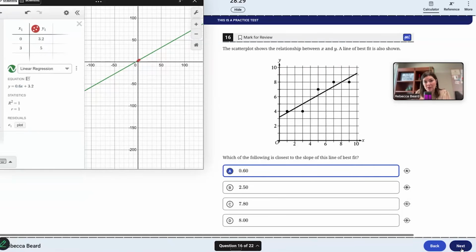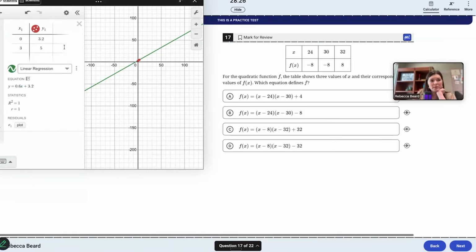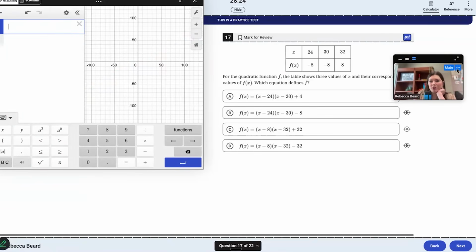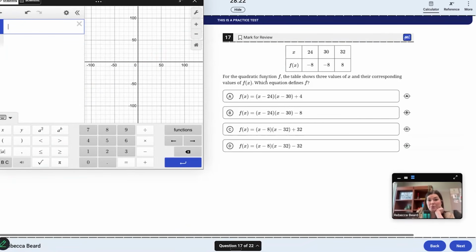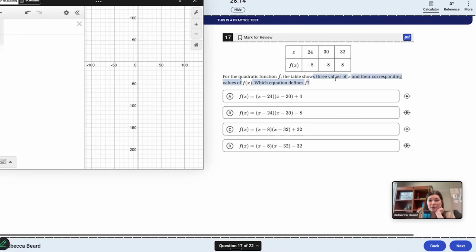You want to get as many or as close to perfect as possible. Okay, so whenever you are trying to see points on a line, and this one is not a y equals mx plus b, so we're not going to use that tool. But we are looking for 3 values of x and their corresponding values, which one defines f of x. So all you have to do is figure out which points are on the line.